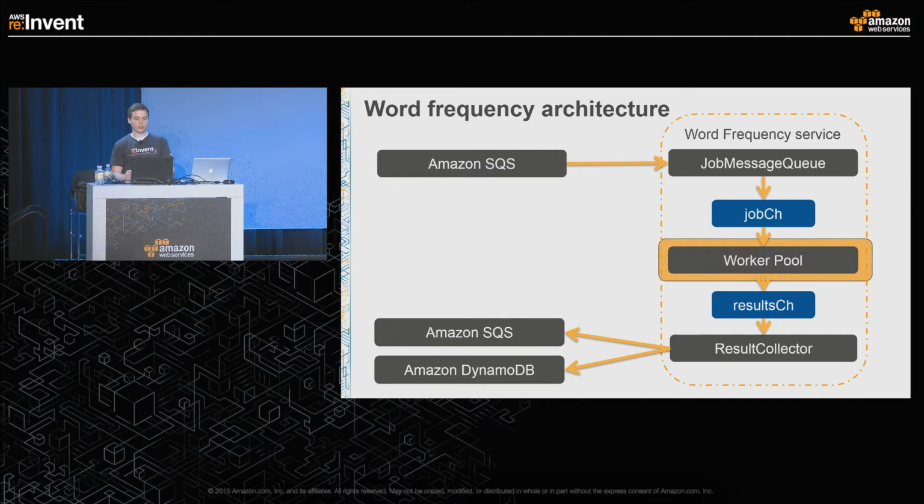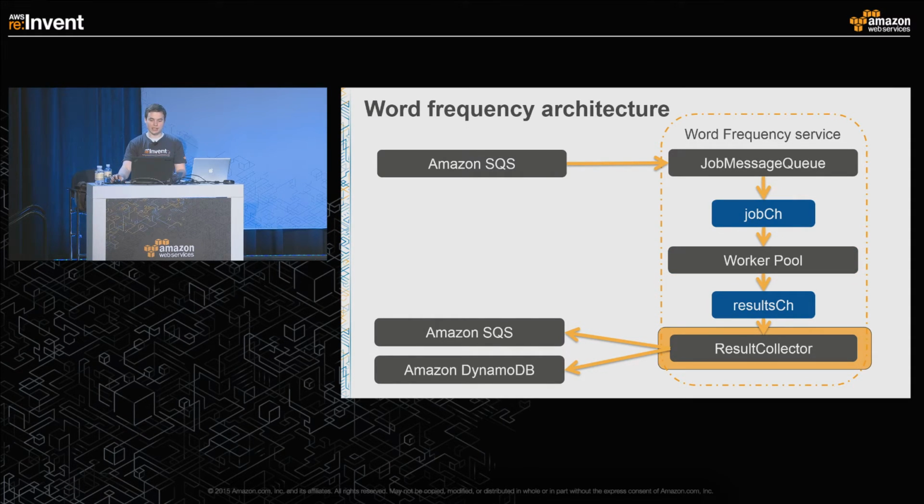Now, our job channel is then polled on by the worker pool. So it's a pool of workers waiting for jobs to arrive in the job channel. When a new job is available, the worker then pulls the job off the channel and streams the data from S3, counting the words in the file. And finally, when the result is complete, it sends the result data to the result channel.